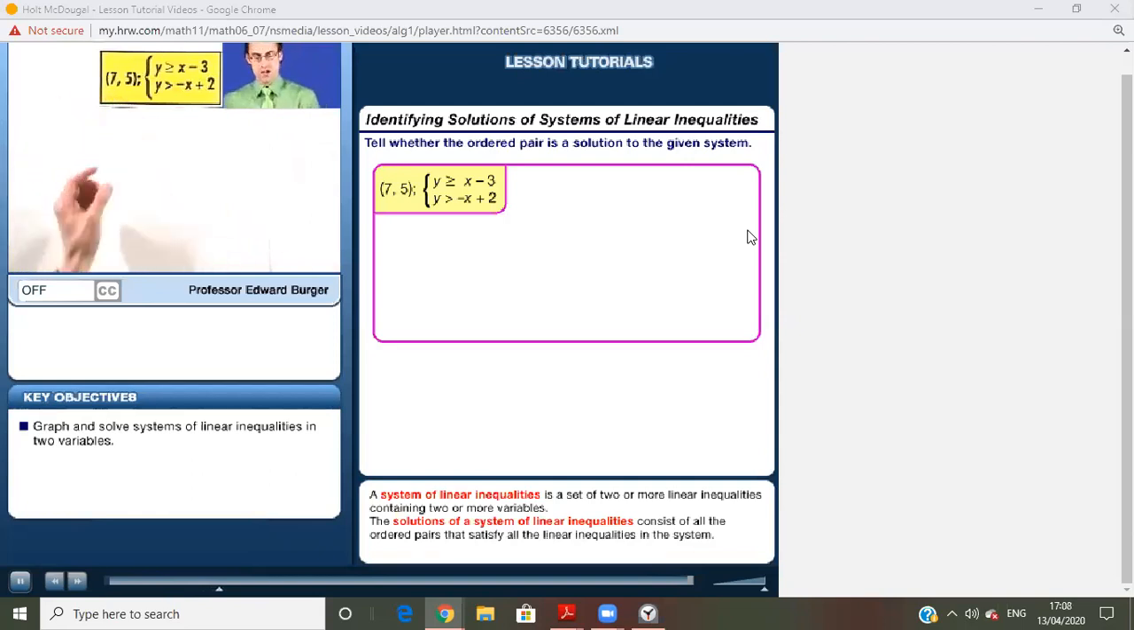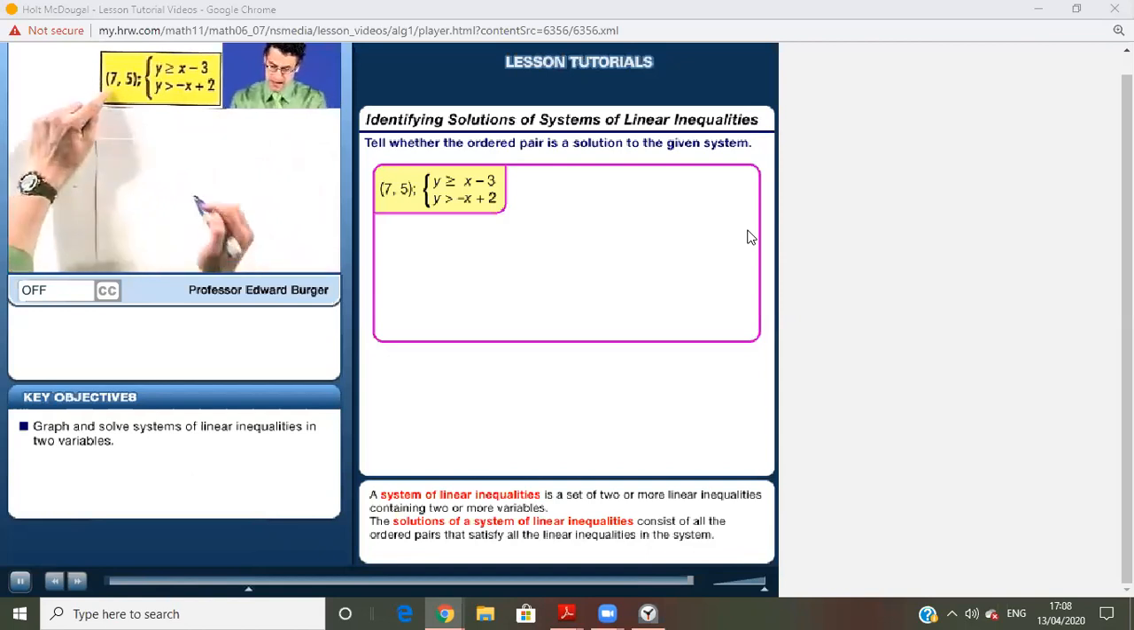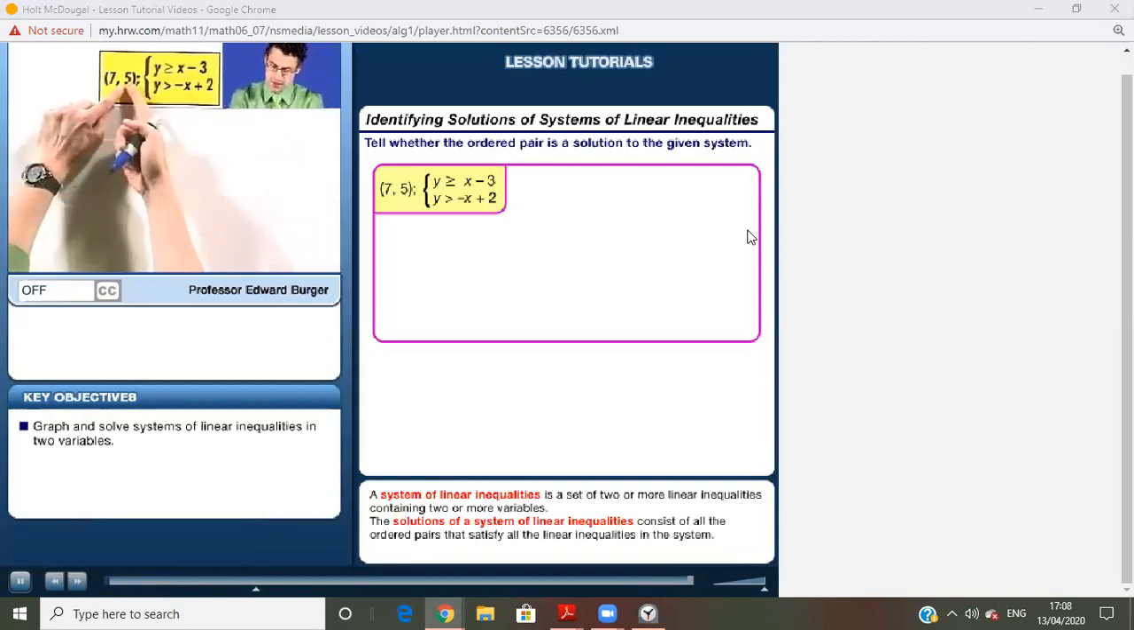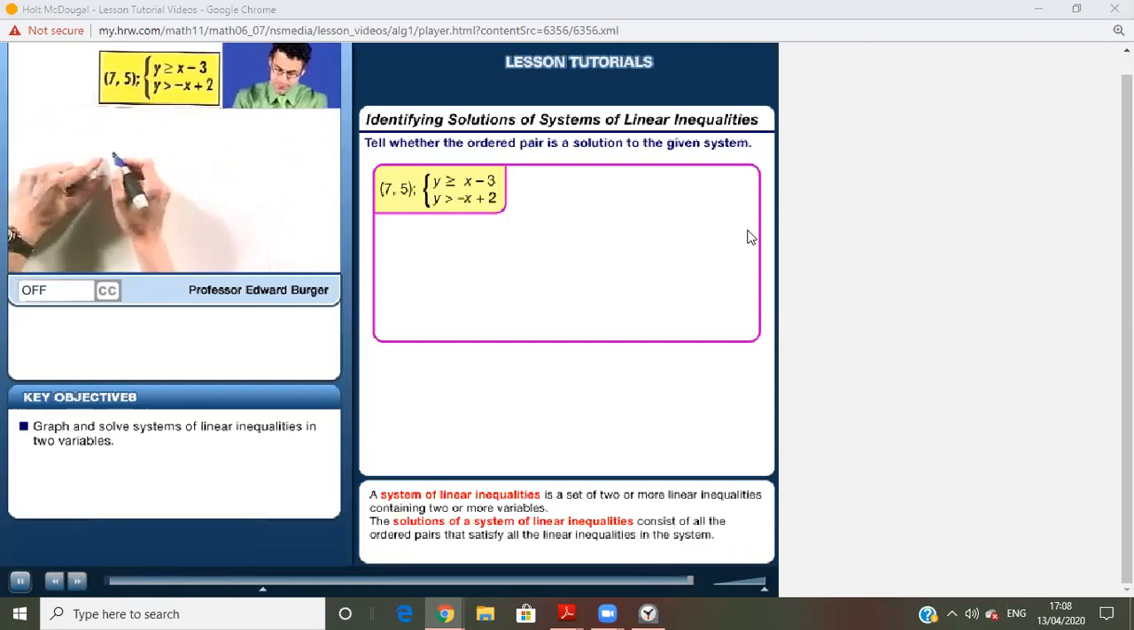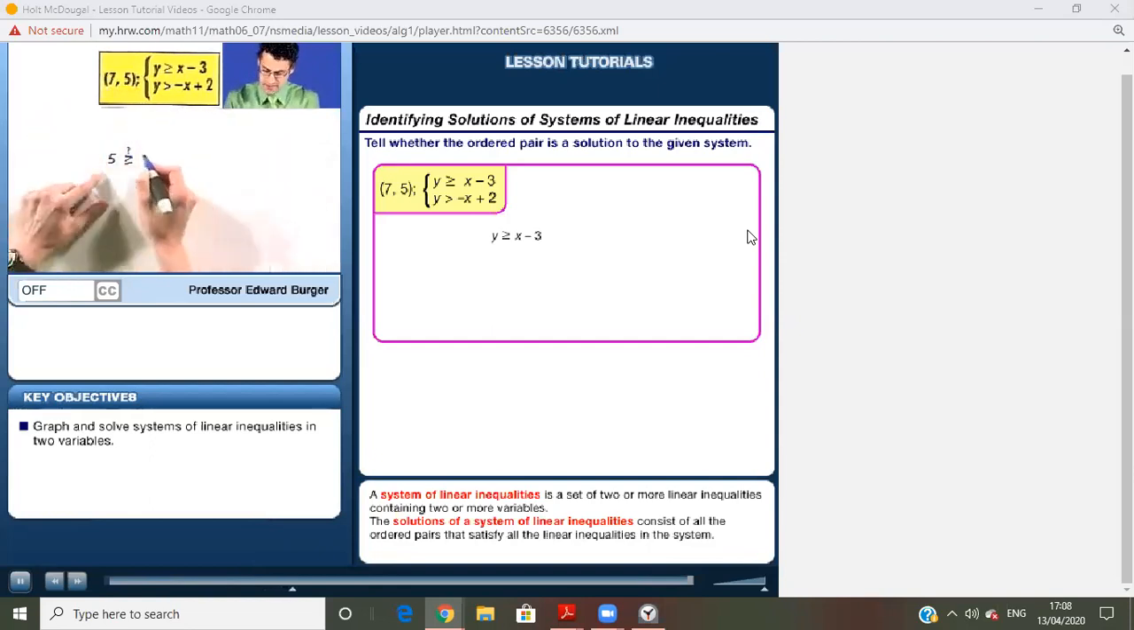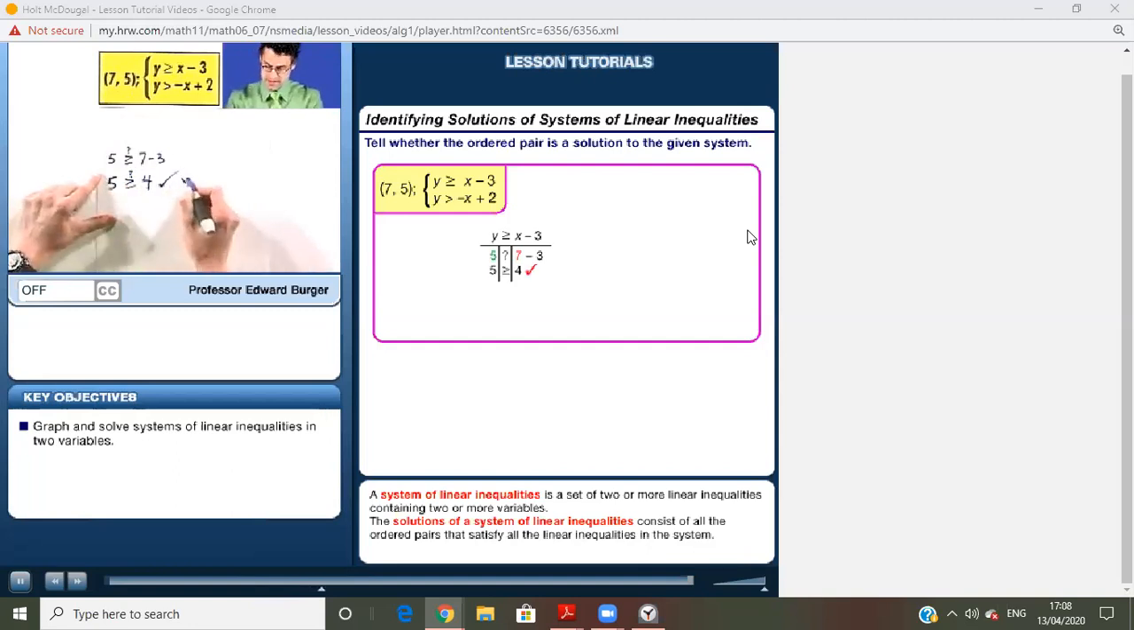Well, there's an easy way to check. We just take this point and see if it satisfies both of the inequalities. If so, then it's in. If not, then it's out. Okay, so let's try it. So I'm going to let, in the first inequality, y equal 5 and x equal 7. Let's see what we get. Well, on the left-hand side, I see 5. And the question is, is that greater than or equal to what I get on the right when I insert 7 for x? And so I see 7 minus 3. So I'm asking, is 5 greater than or equal to 4? And the answer is sure, of course. So yes, so this is good.